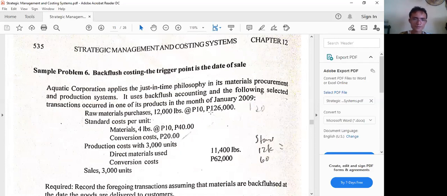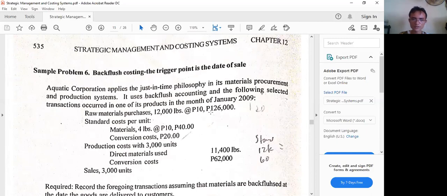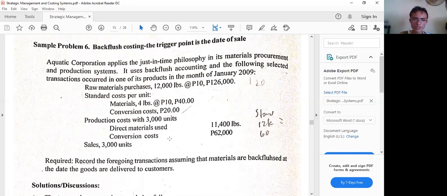Okay, so here are certain situations. Basically, this is all about journalizing of transactions, and I think this is something close to our heart, even from previous accounting subjects like Accounting 1. We know how to journalize. So this is Aquatic Corporation using JIT, and we have to use the backflush accounting system. How do we know if we have to use the backflush accounting system? It has to be stated in the problem.